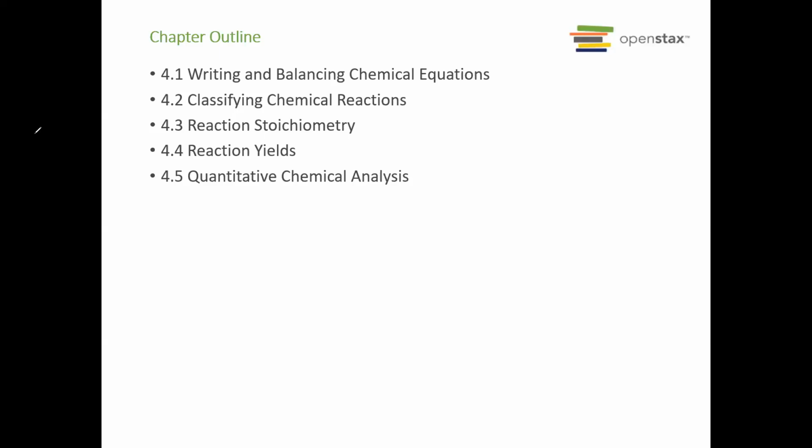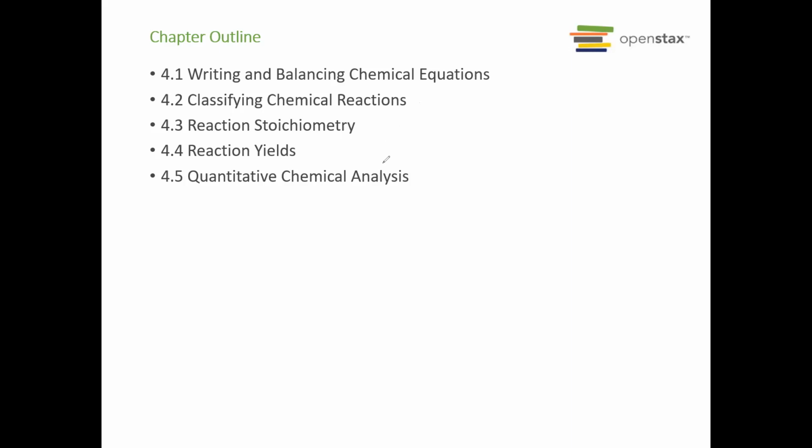All right, so in this video, we're going to start looking at chemical reactions, and you can see throughout the chapter, we're going to look at various aspects of chemical reactions, including balancing them, so making sure that we have the same amount of matter on both sides of a reaction. Classifying them, so we're going to see several different types of reactions.